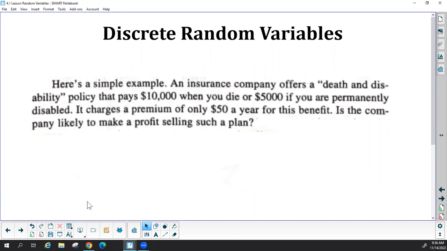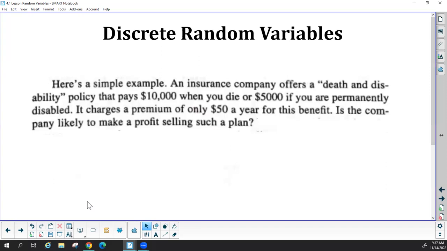So we have this example of an insurance company where if you buy this insurance and you die or become permanently disabled, you'll get a payout. I'm sorry, $10,000 if you die, $5,000 if you're permanently disabled, and it costs $50 a year. And so what we want to know is, is this profitable for the insurance company? The amount that the insurance company ends up having to pay out to one of its policyholders, we can consider a discrete random variable.